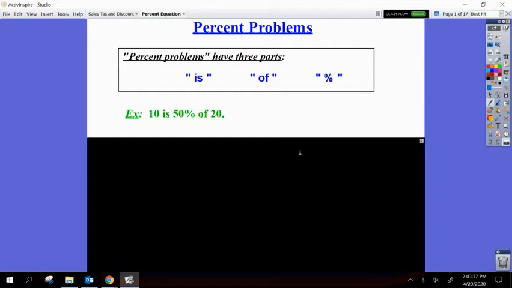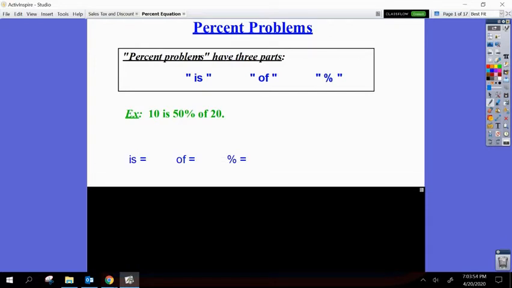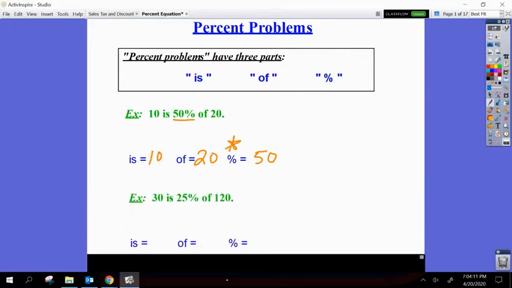Here's a very basic example of a percent problem. An already solved percent problem. Hopefully you agree 10 is 50% of 20. Do you agree that 10 is half of 20? I hope so. It is. It's true. 10 is half of 20. In this example, we can identify the is, the of, and the percent. The percent is the easiest one to identify. Usually the percent and the number are right next to each other. In this case, the percent is 50. The of in this case is 20, and the 10 is the is. That 10 is the is.